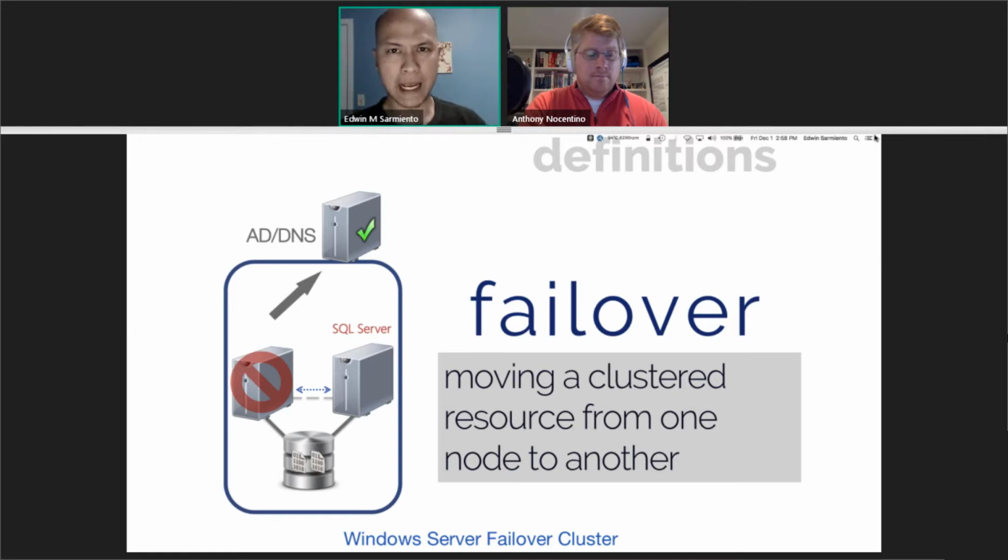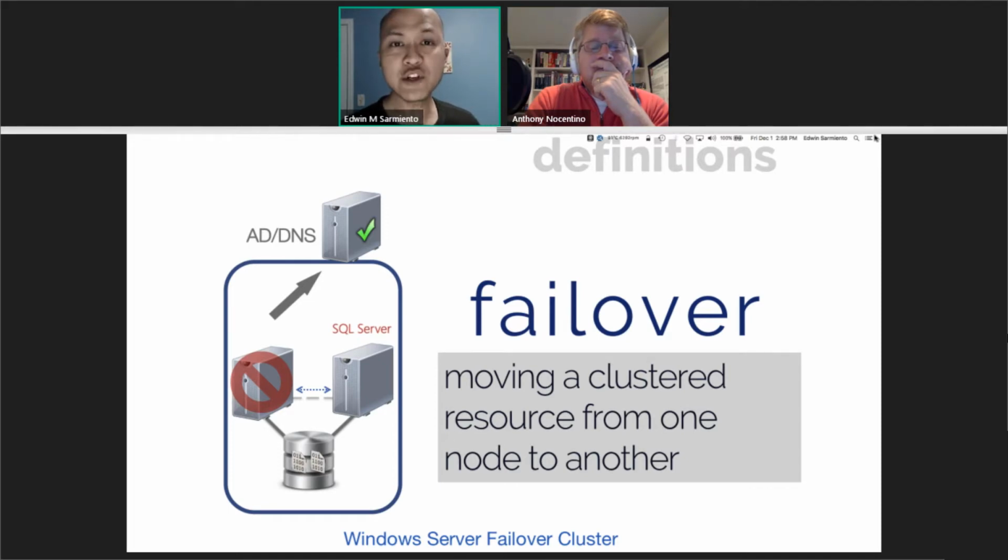Now, there could be two types of failover. One is automatic, where I don't have to do anything. The cluster will take care of moving the workload from the failed node to any of the nodes available within the cluster. Now, there could also be a time where you would initiate a manual failover. Say you're doing a maintenance task, maybe like installing security patches or updates.